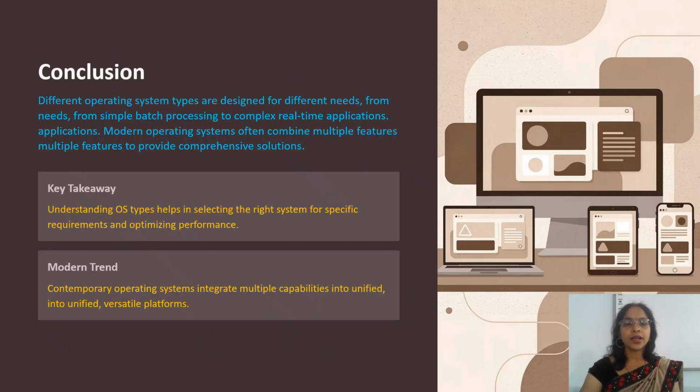Now move to the last slide, that is the conclusion. To conclude, I say that different operating systems are designed for different purposes. Modern operating systems integrate multiple capabilities into unified platforms. Understanding operating systems helps us choose the right system. It also optimizes performance and improves system efficiency.